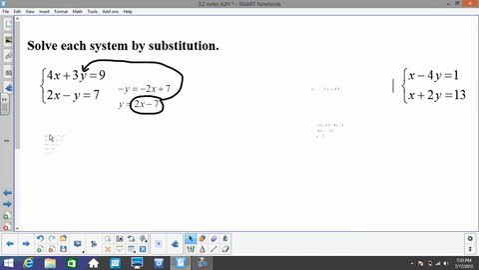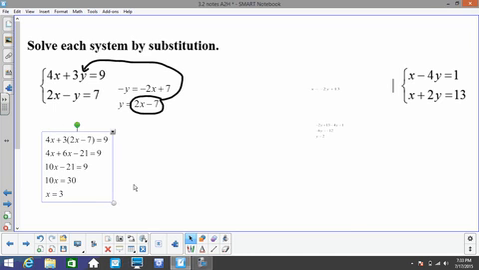So then, when I do that, I'm going to get 4x plus 3(2x minus 7) equals 9. That's just a standard algebra equation. Distribute, combine your like terms, get your constant to the other side, divide by 10, and I get x equals 3. Well, I'm only half done.